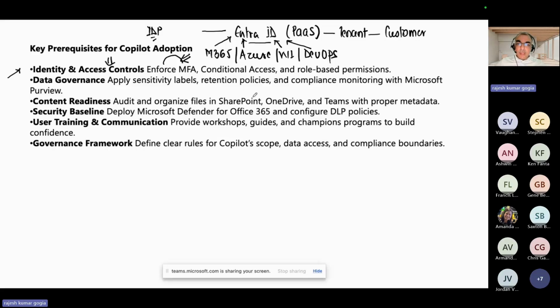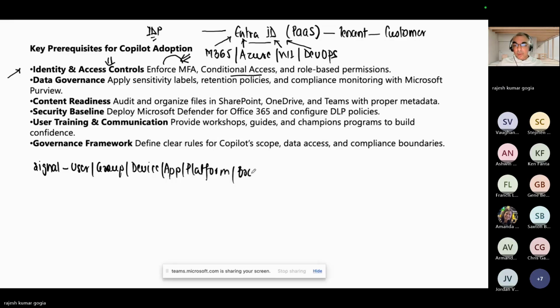Now, access control can be implemented with the help of policies, and that policy comes as conditional access. When I say conditional, the conditions are called signals. In the context of conditional access, these are referred to as signals: which user, which group, from which device, from which application, which platform, which browser, which location, which IP address. These are all referred to as signals.